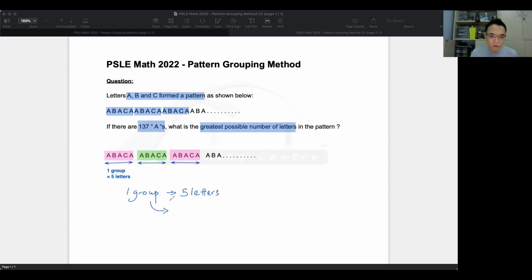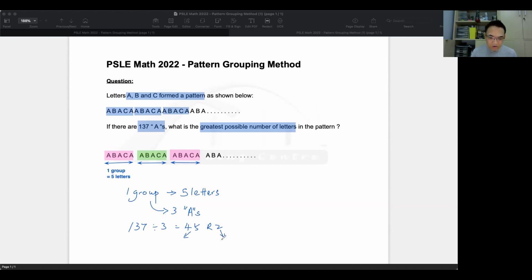I also know that one group has got one, two, three A's. So I'm just going to write that out for clarity of mind. There are three A's. And since the question limits me to a total of 137 A's, I need to know how many groups I can form if I have three A's in one group. So now I'm going to take 137 and divide this by 3. You can do this on your own and you will see that you get 45 with a remainder of 2. So what is the 45 and what is the 2?